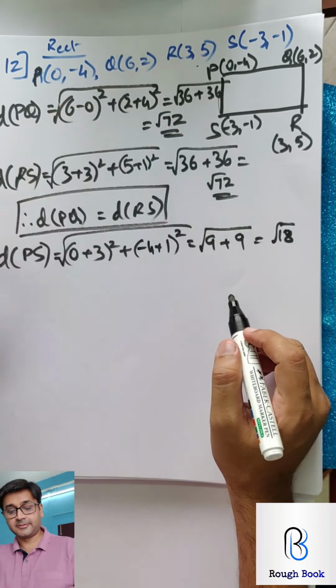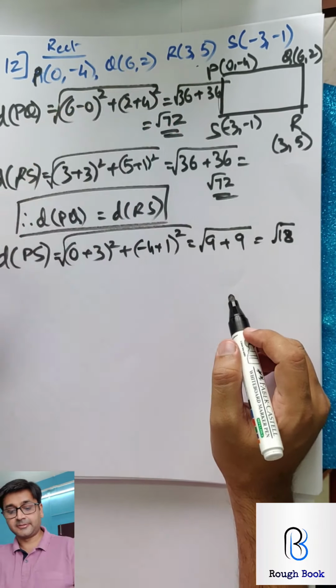Now the diagonals. So PR, P and R. So (0 minus 3) square and (minus 4 minus 5) square. So what will that be? 3 square under the root. 3 square is 9. Minus 4 minus 5 will give me minus 9, square 81. So that will be root 90.